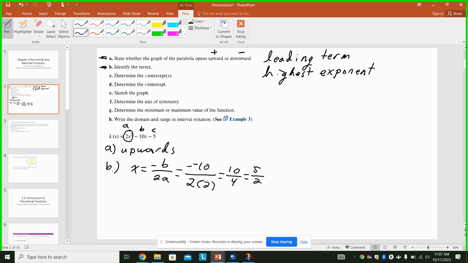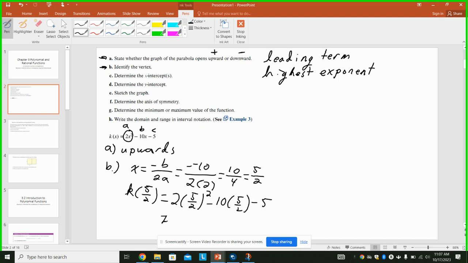Once I found out what my x was, how did I find out what my y was? I basically just plugged it in. In this case, it's a K. I think last time it was an F. It doesn't really matter, it's just notation. I will replace every x with that x value I got. So that will be 5 over 2 squared minus 10 times 5 over 2 minus 5. And then we just work it out.